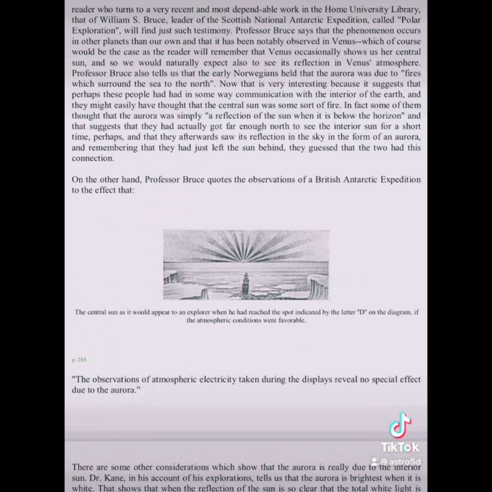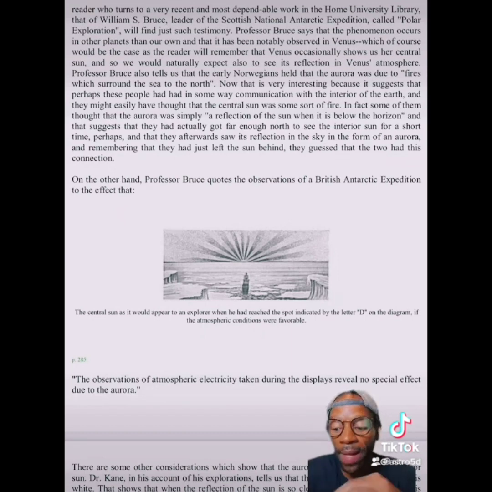Now this illustration is the central sun as it would appear to an explorer when he reached the spot indicated by the letter D on the diagram if the atmospheric conditions were favorable. So again, in this book, they're talking about the Earth having a central sun. And that's really the point that I wanted to make and get out of this book.